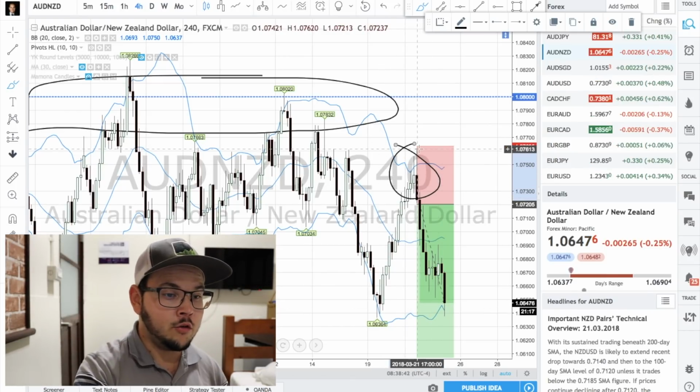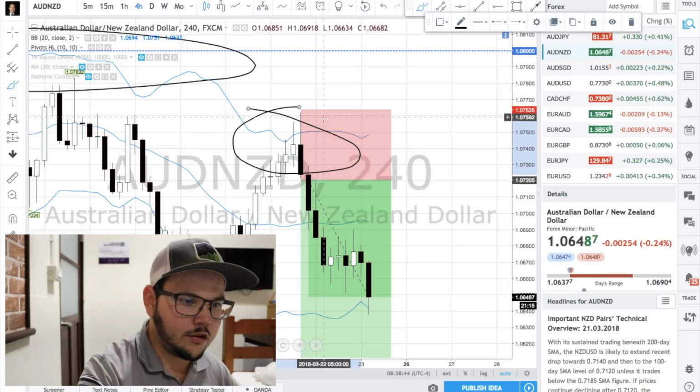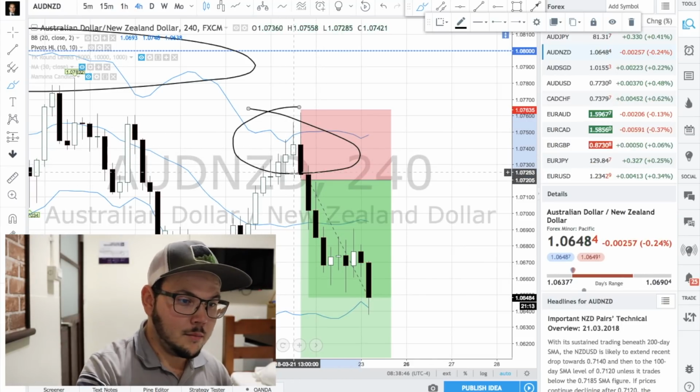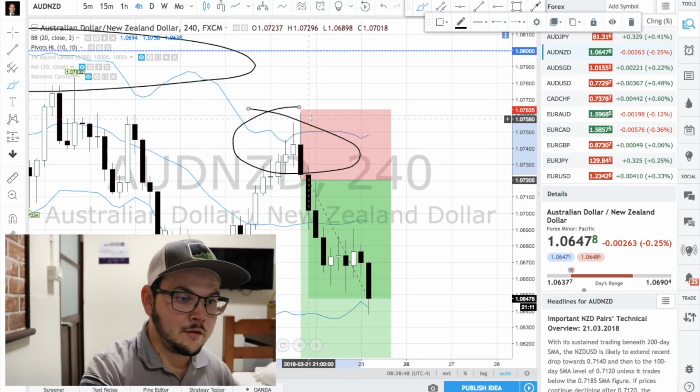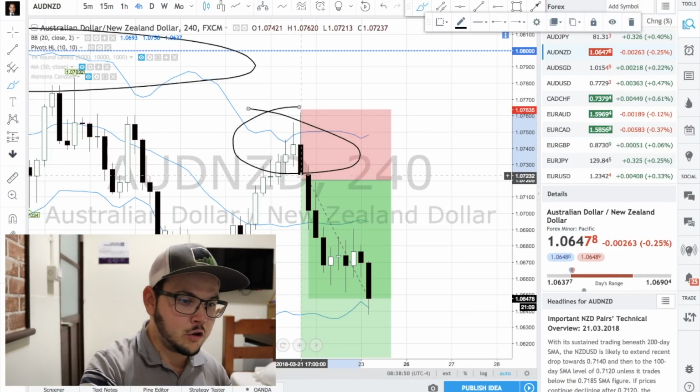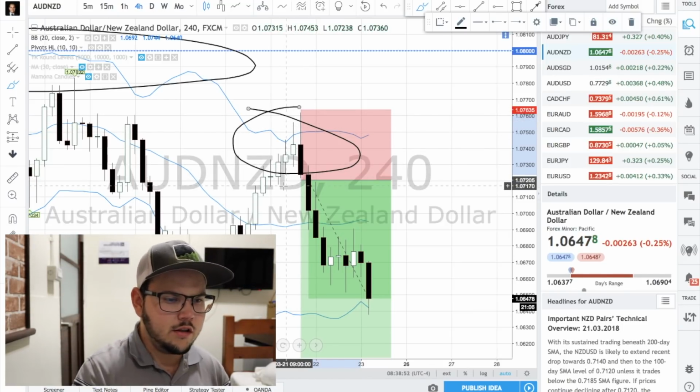Engulfing candle bringing it out to the Bollinger Band. I like this setup because it's really strong. So we have this small candle, a bigger candle here with a high above the previous high, and a close here below the low, which I really love.